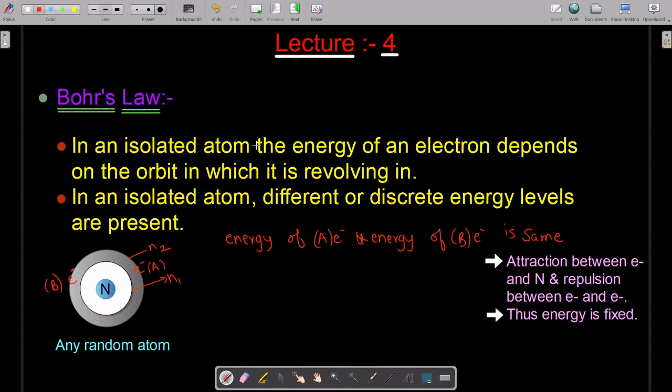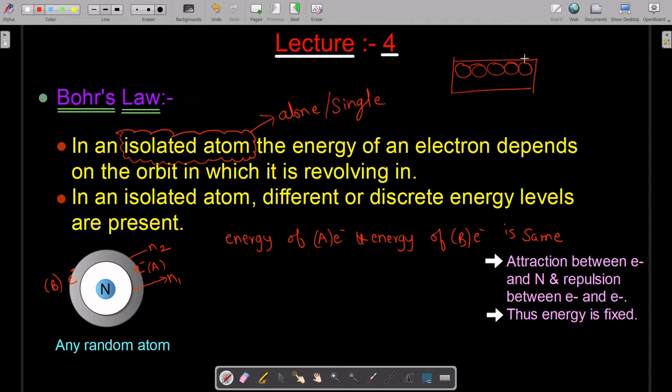In an isolated atom, isolated means what? See, this word is pretty important as far as Bohr's law is concerned. Isolated means it is alone, single. You might have studied that in crystals, or let's suppose I'm taking a piece of wood; in a piece of wood there are n number of atoms. Isolated means I have just taken out this particular atom, and I am studying or analyzing this one atom. So this is known as an isolated atom. I hope you understood this line.